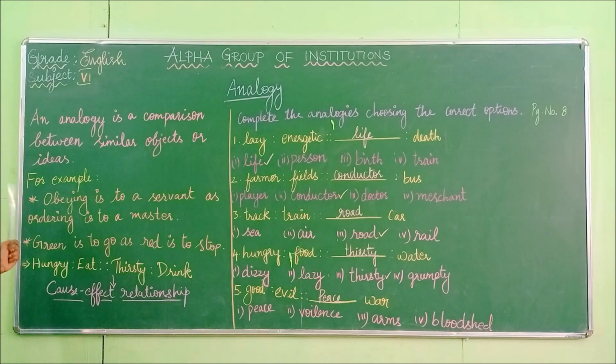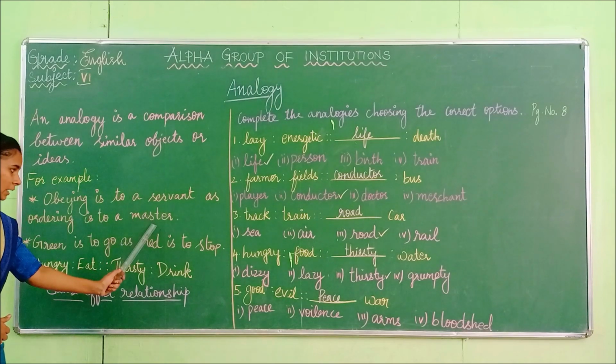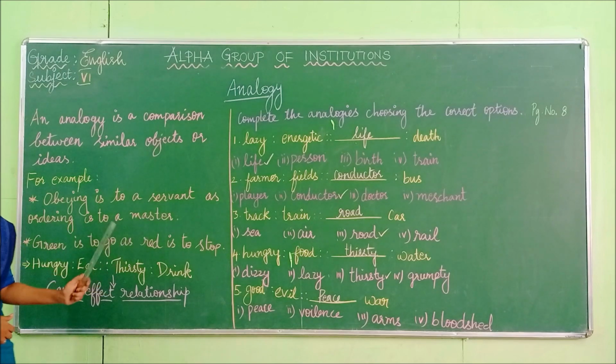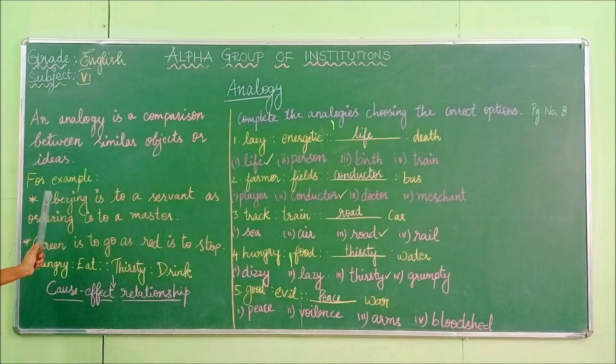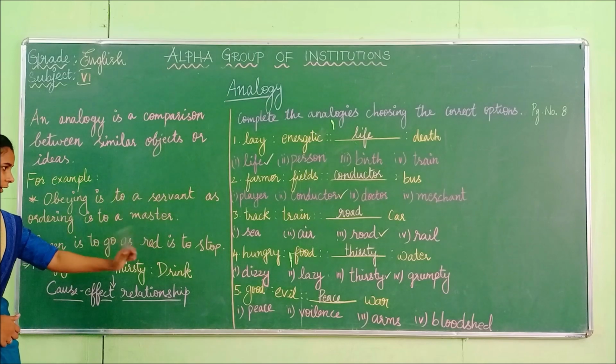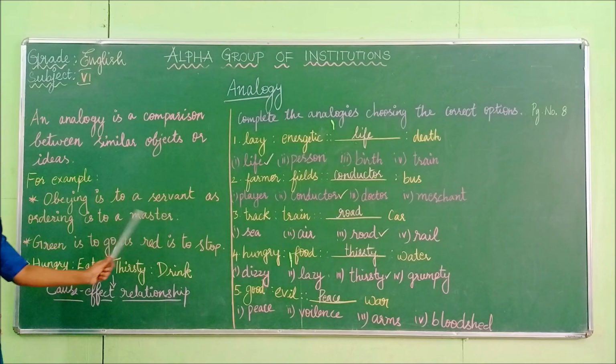Okay, for example, here we have got obeying is to a servant as ordering is to a master. Obeying and servant, these two words are interrelated and they have a relationship. And if you take ordering and master, these two words are interrelated. So obeying is to a servant and ordering is to a master.